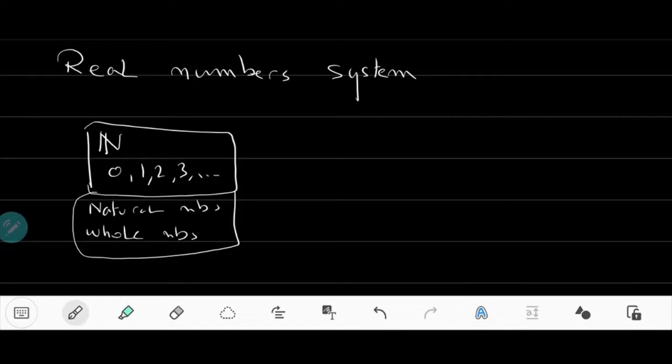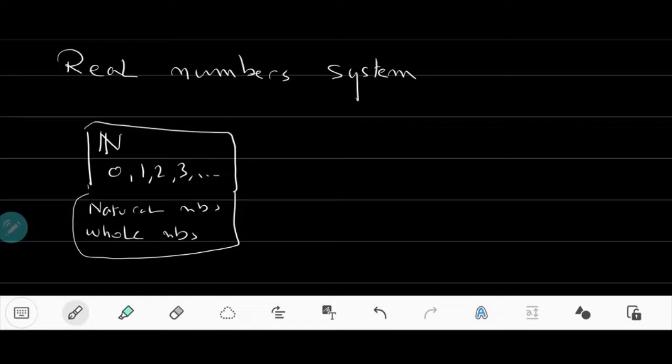Now, be careful that in some references, the natural numbers are considered as being the numbers from 1 to infinity, without the 0. And the whole numbers are considered to be the numbers from 0 to infinity. So it's the natural numbers plus the number 0. But it depends on the reference. Here in our course, we'll call them all natural numbers. So for us, natural numbers is the same as whole numbers.